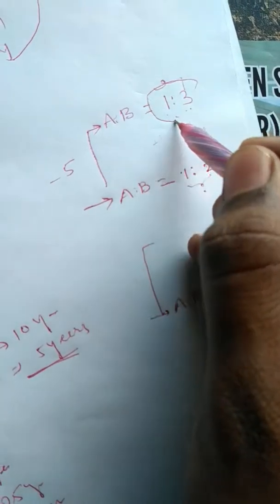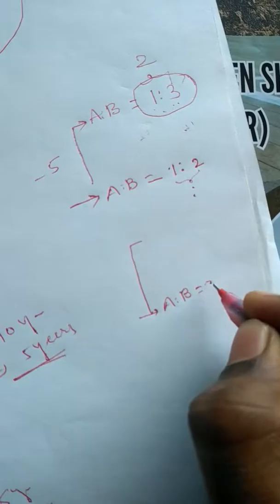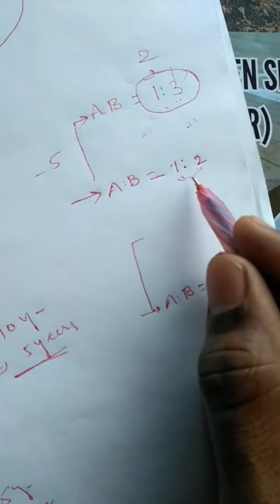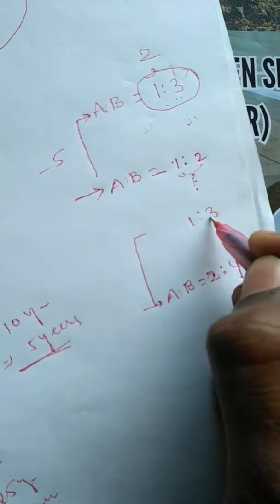The difference between these two numbers is 2. So multiply to this one, it becomes 2 is to 4. And the difference between these two means how much? 1. Here becomes how much? 1 means 1 is to 3.